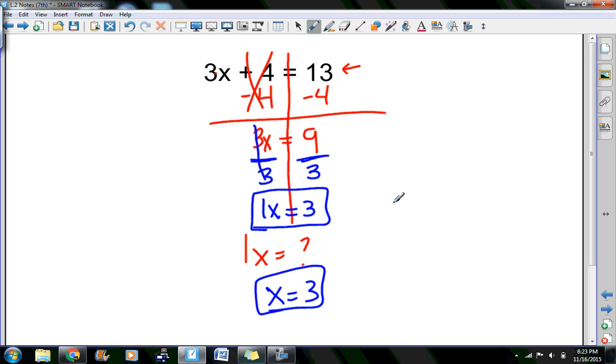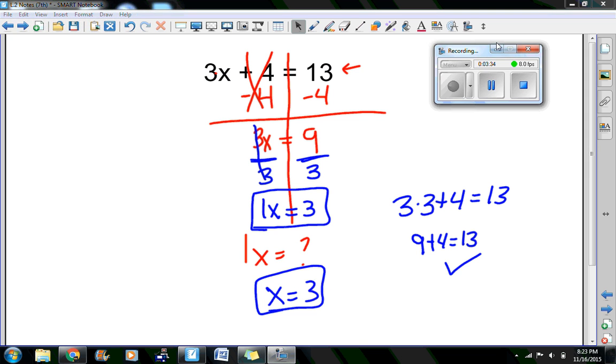So let's try that. Let's do 3 times 3 plus 4 is equal to 13, and the question is, is this true? Well, 3 times 3 is 9, and 9 plus 4 is equal to 13, which means that this is true. That means my value of x has to be correct. And so for this problem, the answer is x is equal to 3.